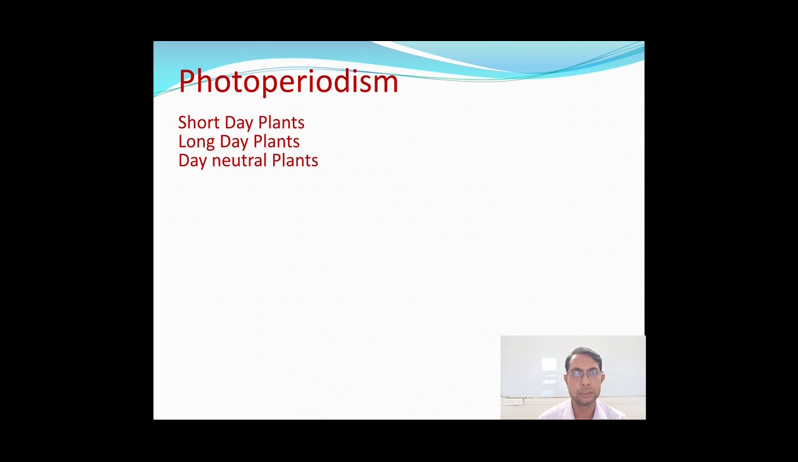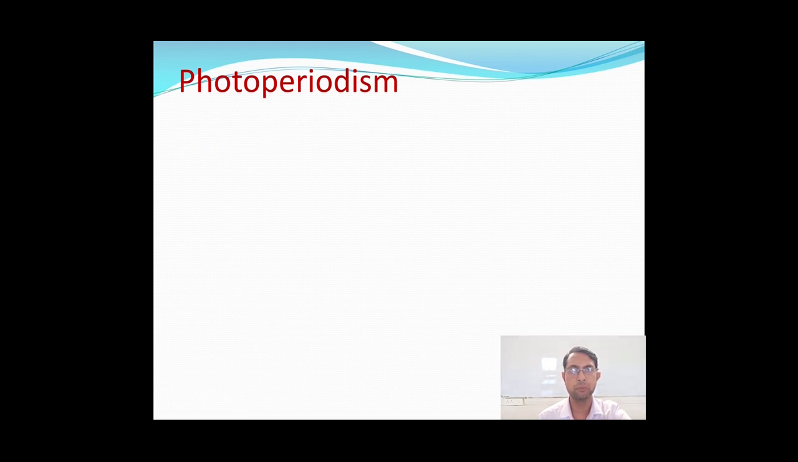Say for example Sadabahar plant or Catharanthus roseus. This Catharanthus roseus or Sadabahar plant shows flowering all the time, because they don't have any influence of light on them. Whereas when we talk about Shevanti for example, they show flower production during the winter season when the temperature is low. Not only temperature but the time of light is also low. So they are known as short day plants.